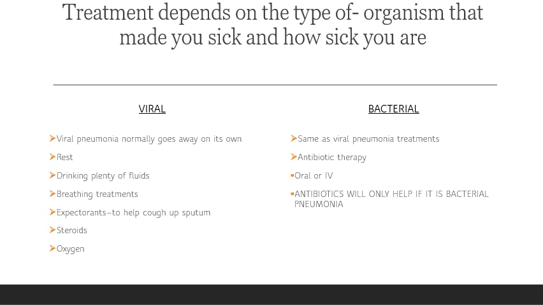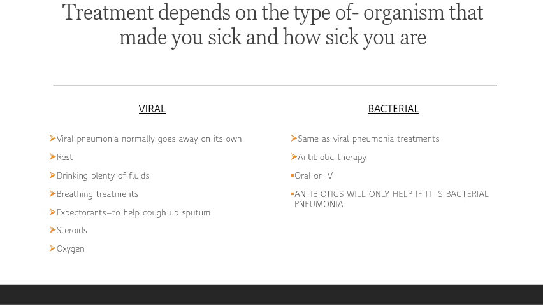Treatments normally depend on the type of organism that makes you sick and how sick you are. For viral pneumonia, it typically goes away on its own, but typical sickness things like rest, drinking plenty of fluids, eating well, breathing treatments may be necessary to help with your lungs, expectorants to help cough up the sputum, steroids to decrease inflammation, and oxygen. And for bacterial infections, it's the same things as the viral pneumonia treatments with the addition of antibiotic therapy.